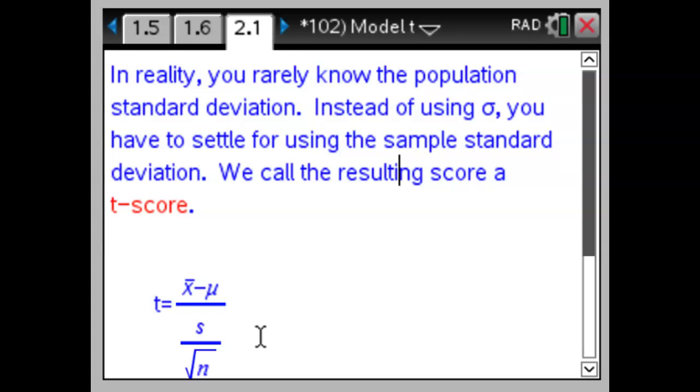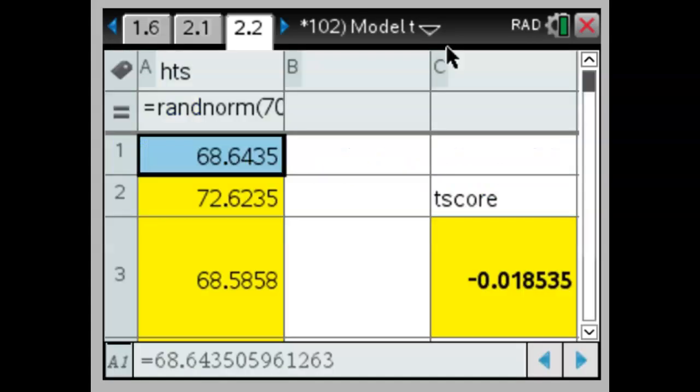So now we're going to be able to do the same thing, but using a t-score. Here are the heights that I'm going to collect again, and my t-score formula is pretty similar to my z-score. It just uses the sample standard deviation instead of the population standard deviation. So I'm going to do this a couple times.